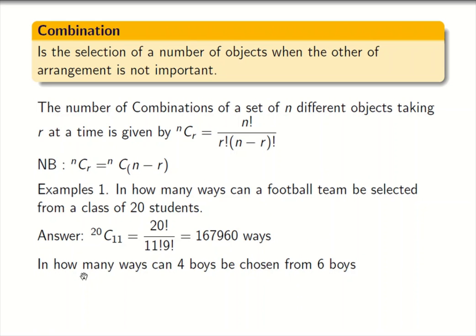The next question is, in how many ways can four boys be chosen from 6 boys? This one, they've given us the r and the n. So we are choosing 4 from 6. It means our 6 is the highest number. That is the n. So it becomes 6 combination 4. Again, there is no way you get your n to be smaller than your r. Put that one too in mind. There's no way you get your n to be smaller than your r.